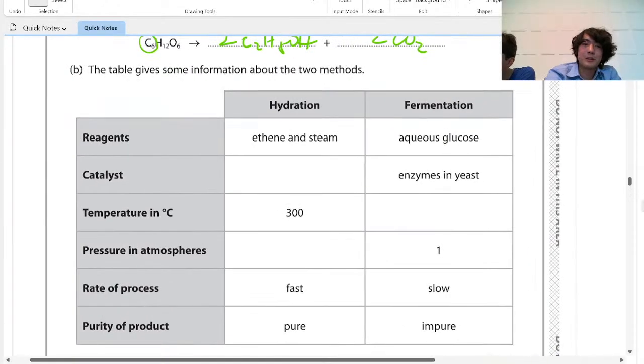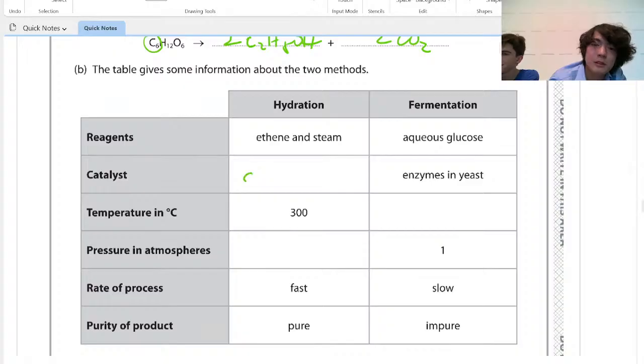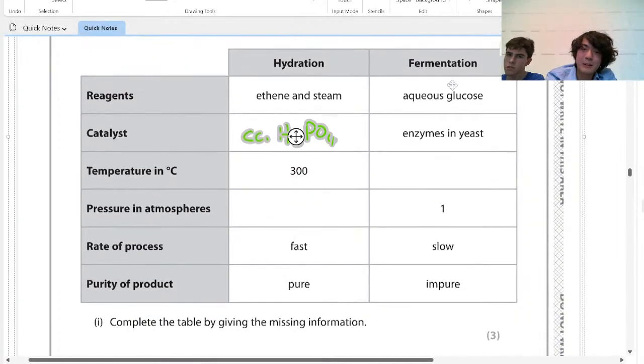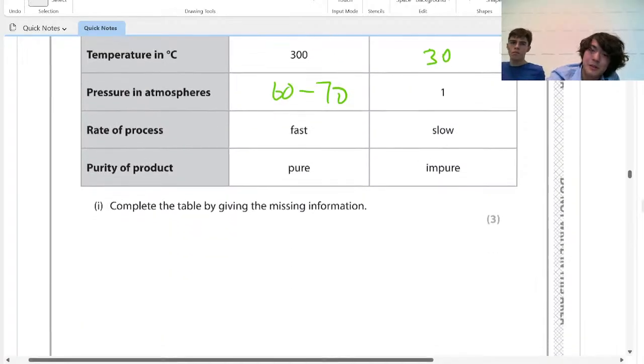All right, hydration catalyst. Hydration catalyst is concentrated H3PO4, phosphoric acid. Fermentation temperature is 30 degrees to 37. I think they accept a range. Oh wait, that's 30. Okay, never mind. Pressure in atmospheres, 60 to 70. We already went through that.